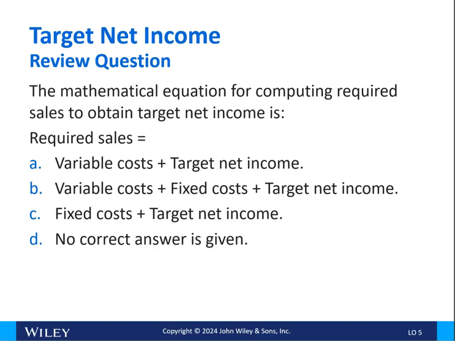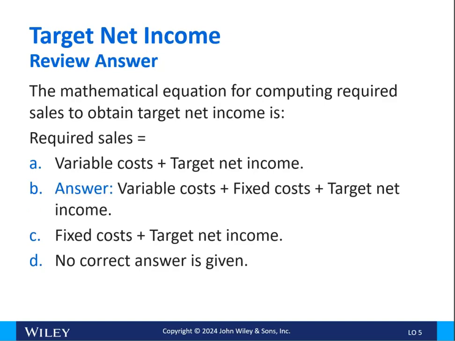The mathematical equation for computing required sales to obtain target net income is: required sales equals variable cost plus target net income, variable cost plus fixed cost plus target net income, fixed cost plus target net income, or none of the above. The answer is B. Our variable costs plus fixed costs, which is our total costs, plus our target net income is what sales level we need to hit that target net income.